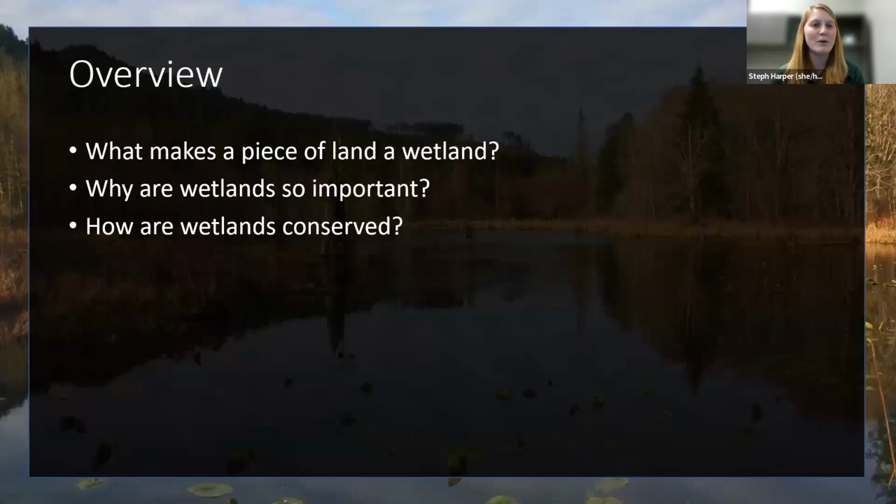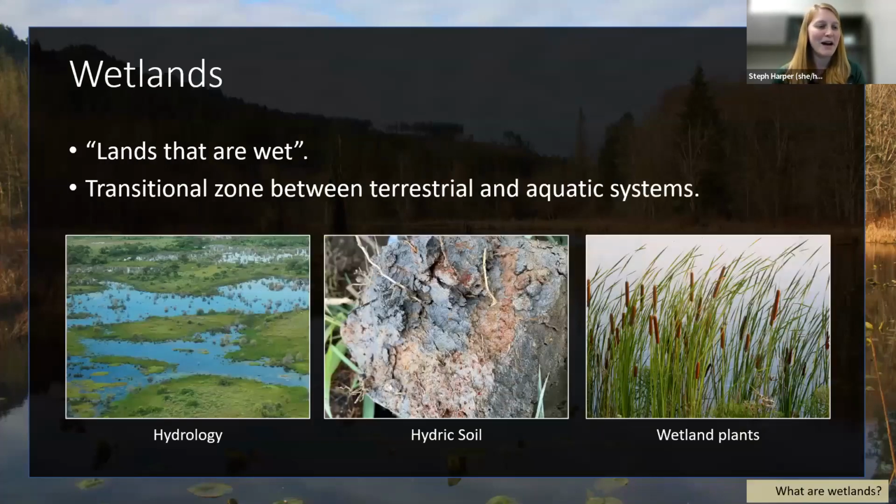Today we'll talk about what makes a piece of land a wetland, why wetlands are so important, and how wetlands are conserved. So our first part, what is a wetland? I tend to joke a lot that of course they're lands that are wet, but wetlands do have a few more characteristics than that. These ecosystems tend to be that transitional zone between terrestrial and aquatic systems.